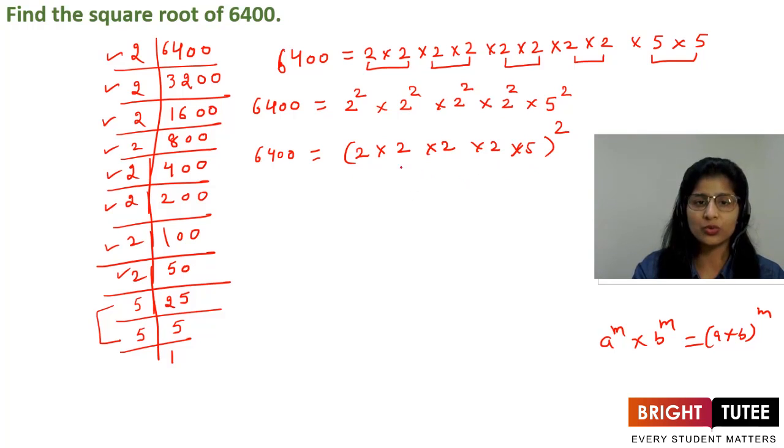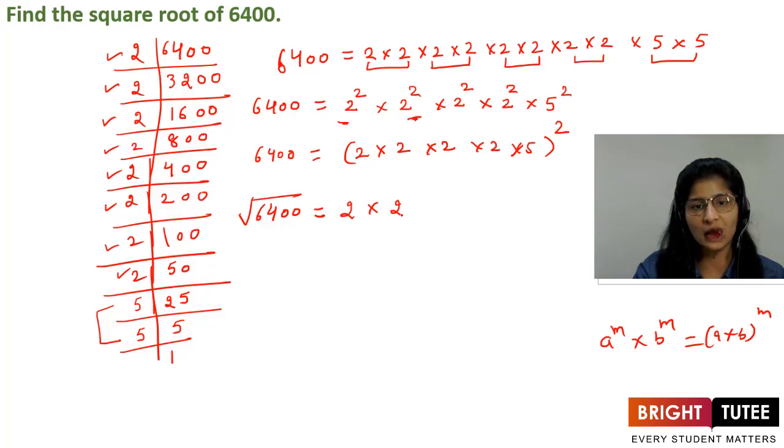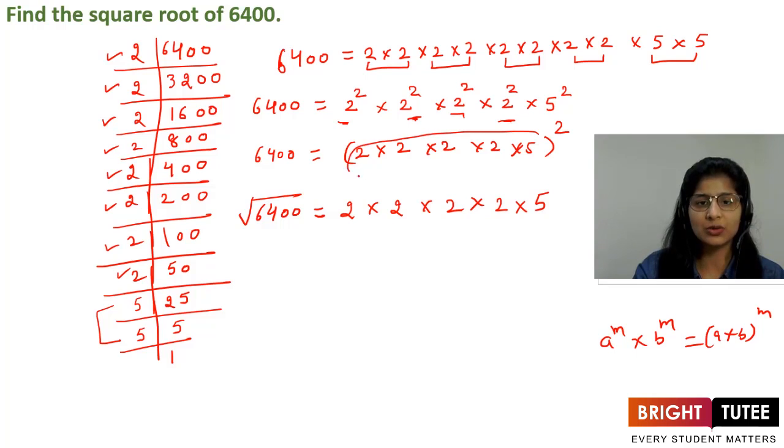Now we will take square root. Okay, so in the square of that number, these numbers come 2 times, but in the square root, it will come just 1 time. So here 2 is 2 times, we will just write it once. Here 2 is 2 times, we'll write it once. Here 2 is 2 times, we'll write once. In the next 2, we are going to take 1 2 out of these 2 2s, and out of 2 5s, we'll take just 1 5. That means we just have to take these numbers, and we have to ignore the power then.